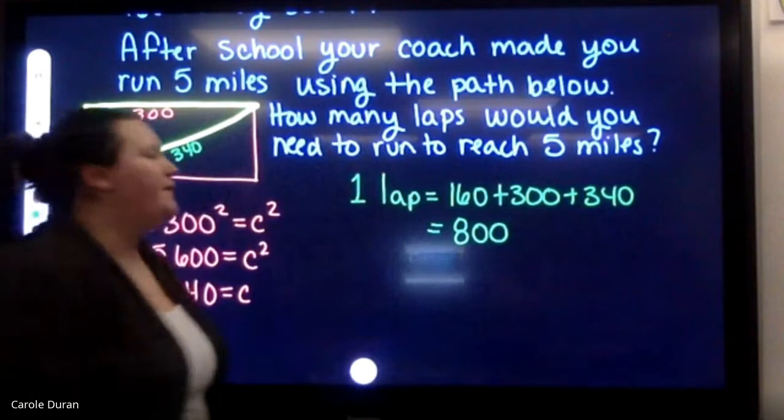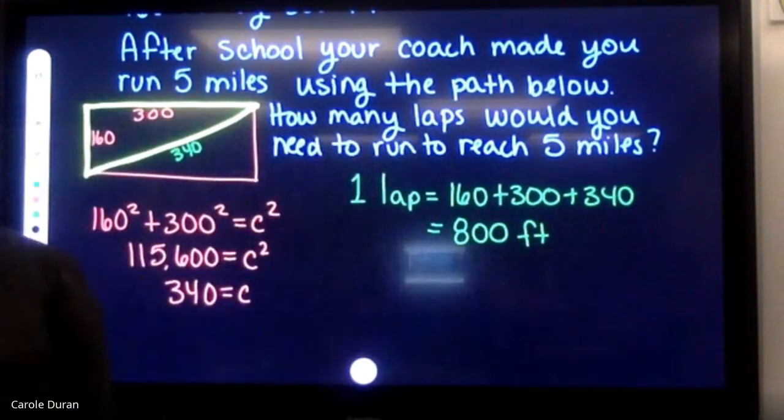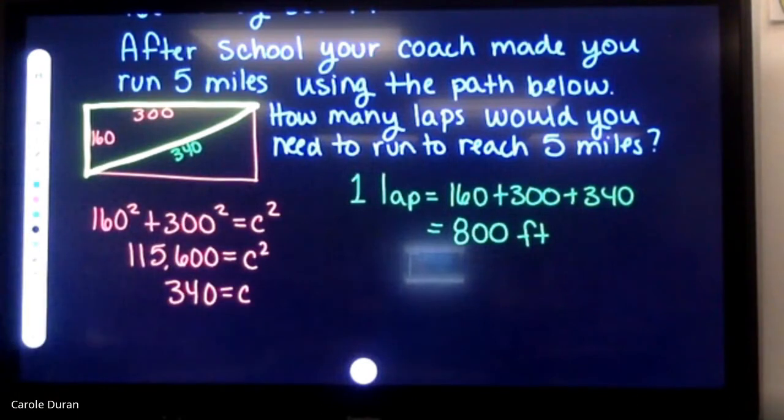I figured out that one lap is 800 feet. How many feet are in a mile? 5,280. Okay, I figured that. So if 1 mile is 5,280 feet, how many miles am I running?